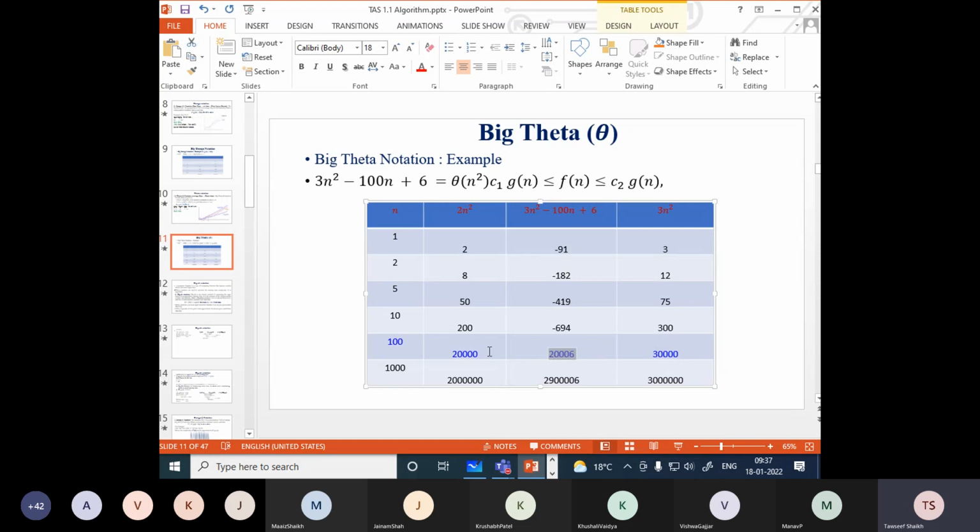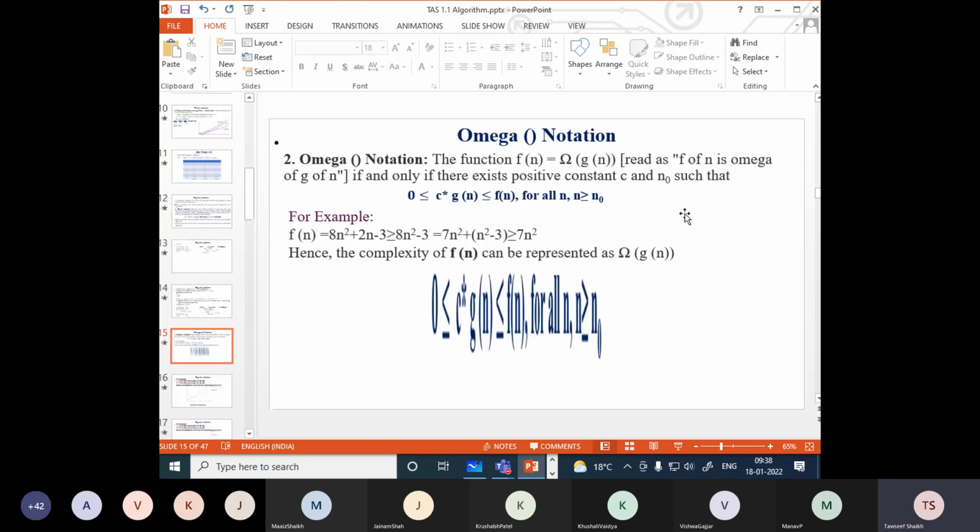So when I use this condition, it means f of n, 20006, is greater than or equal to C1 into Gn, which is 2 times 10,000. Yes. Is it less than C2 into Gn, that is 30,000? Yes. So from here onwards, whatever value of n you put, you will always see this condition gets satisfied. C1 you can take equal to 2, C2 you can take equal to 3, but you have to mention the value of n for which the condition is getting satisfied. That is the correct way of representation of this thing.